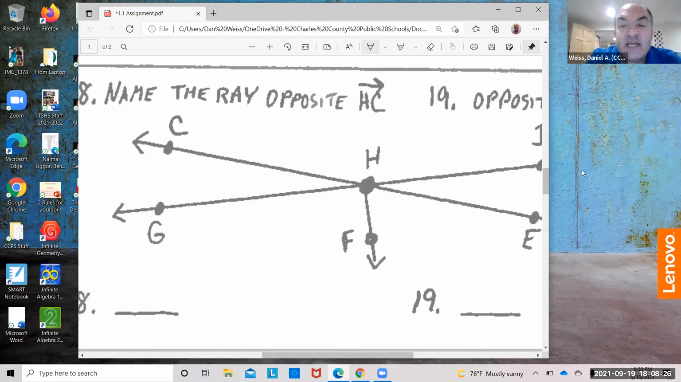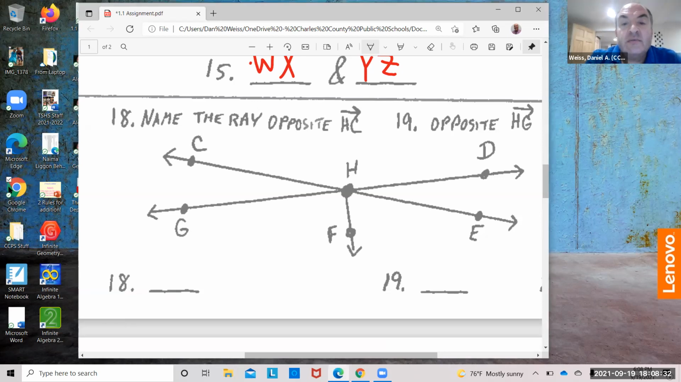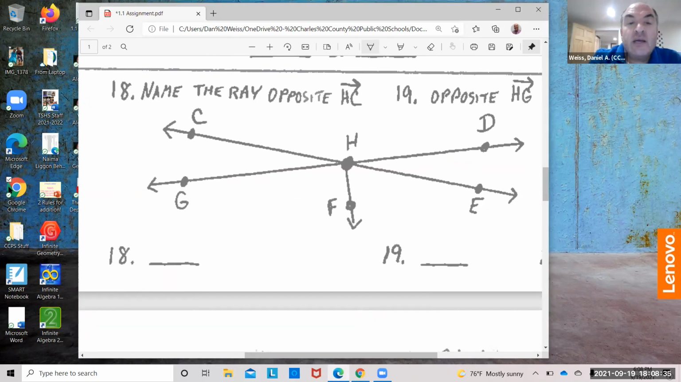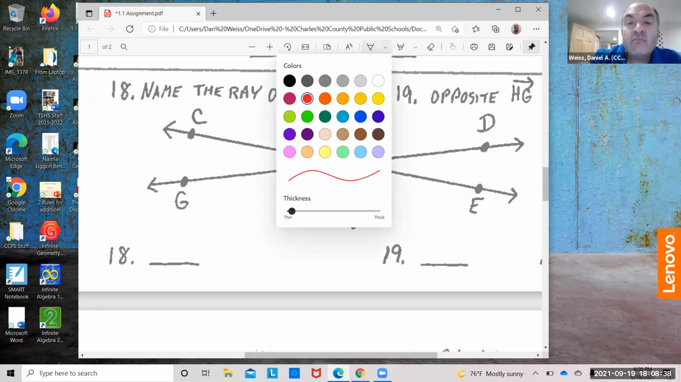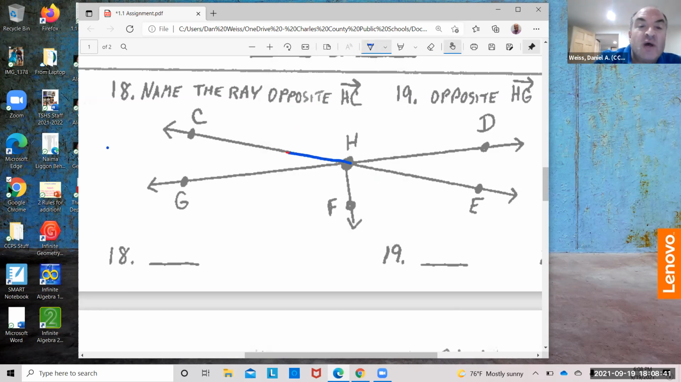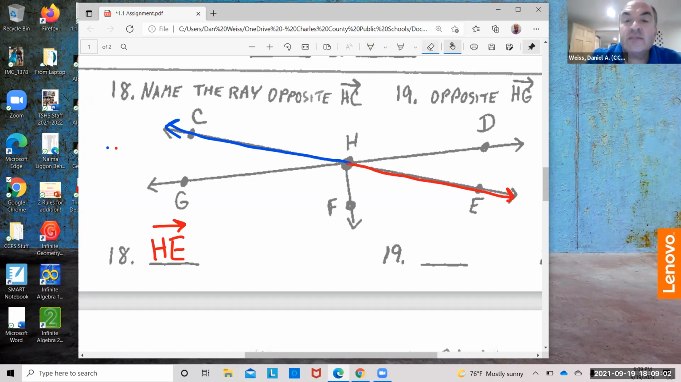Name the ray opposite HC. You see HC, all right. If HC goes this way, what's opposite? What's the opposite direction? The opposite direction would be this direction, HE. You need HE with a ray above it, okay? What's opposite HG? Does it make sense that opposite, let's do this. Opposite HG is going to be HD.